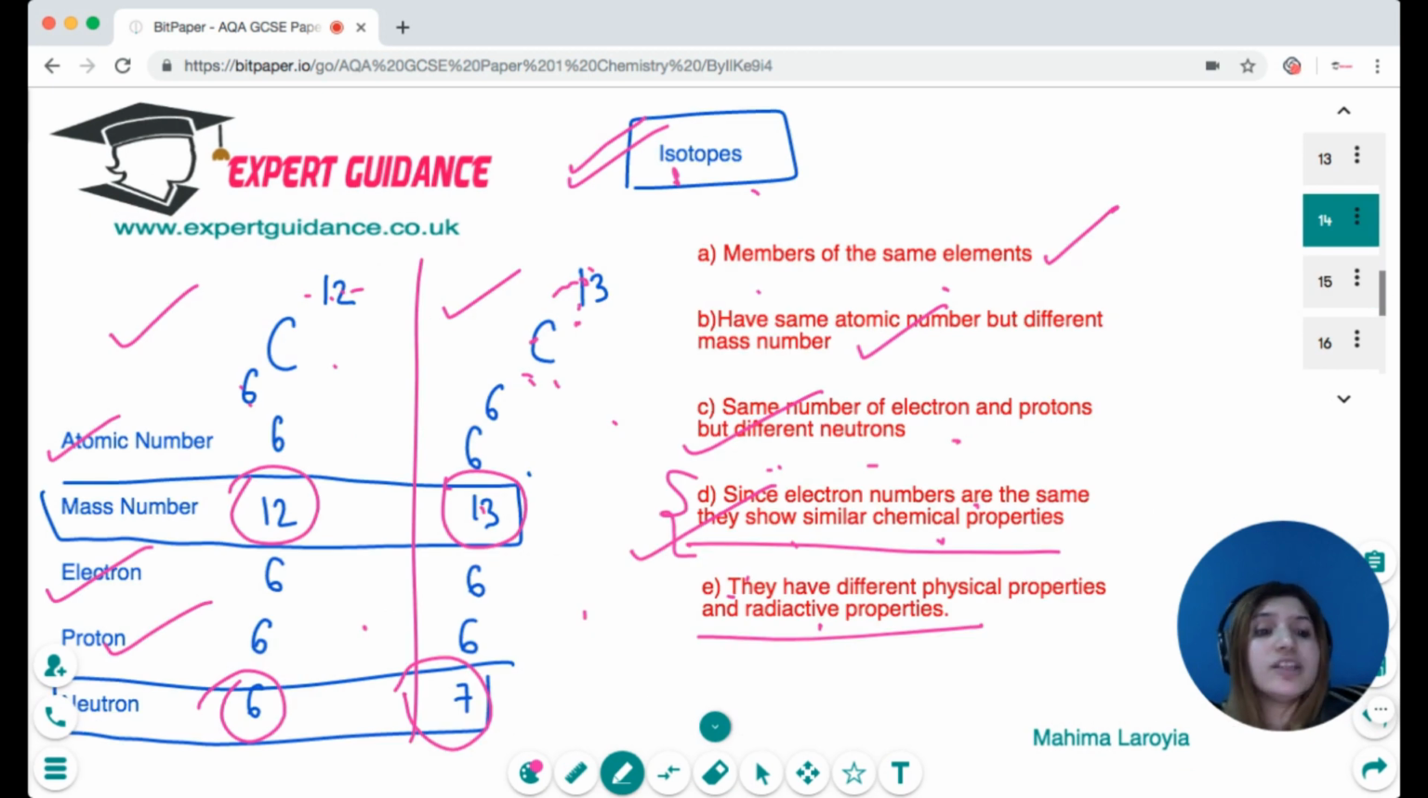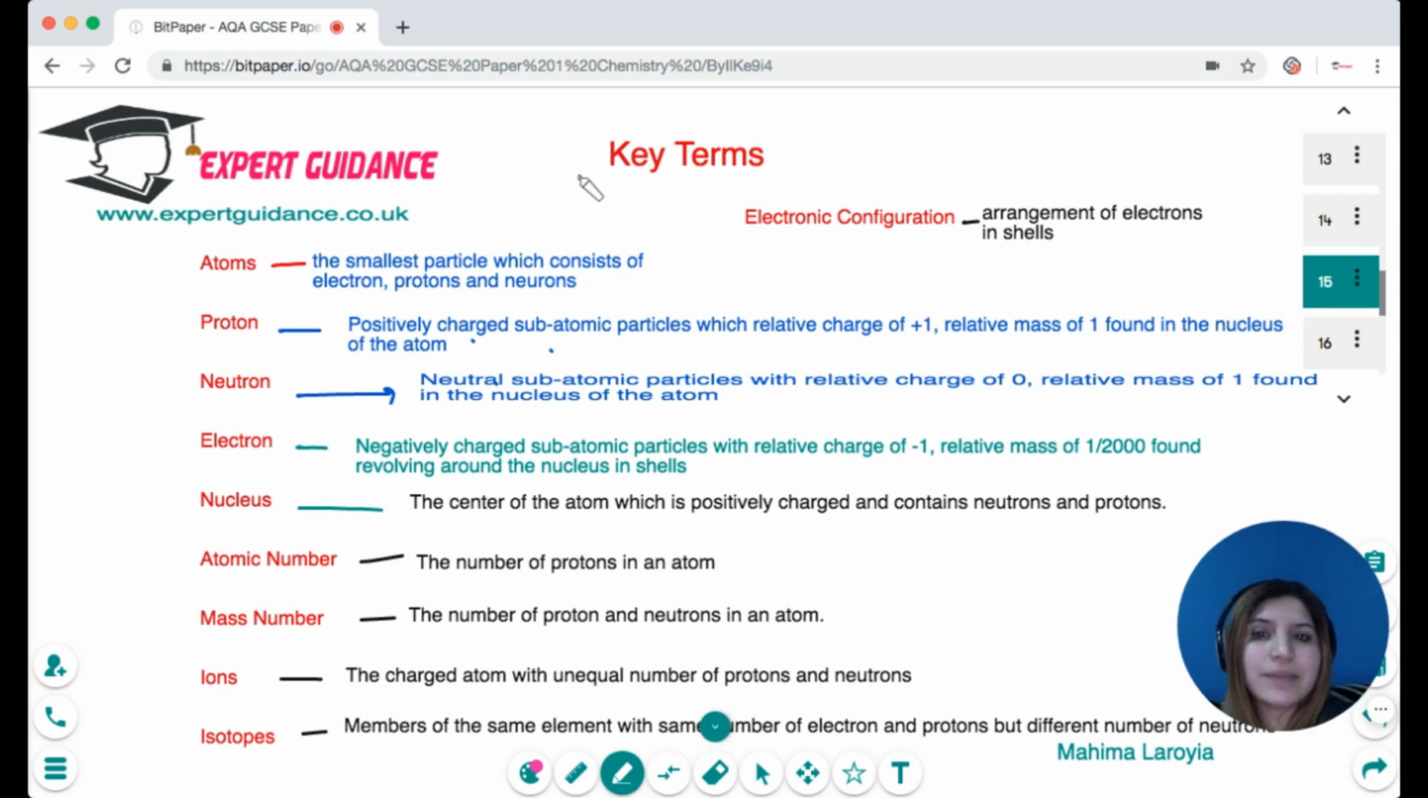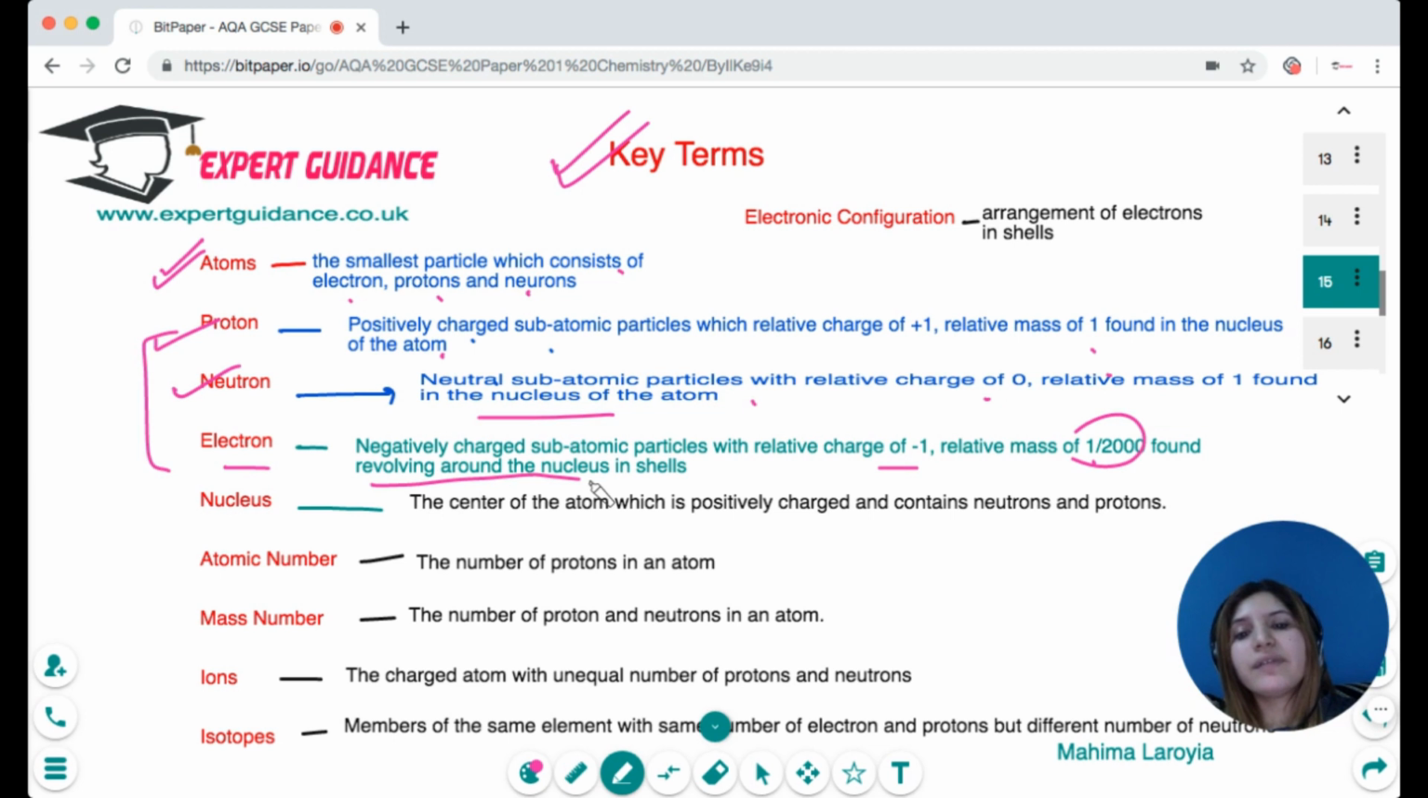Now, this is all you need to do in this topic. So now here I have tabulated the important key terms of this topic. We have seen what an atom is: the smallest particle, which consists of electron, proton, neutron. A proton is a positively charged subatomic particle with a relative charge of +1, relative mass of 1, found in the nucleus of the atom. A neutron is a neutral subatomic particle with charge 0, relative mass 1, found in the nucleus. An electron is negatively charged with relative charge -1, relative mass 1/3000. Remember that table. It is found revolving around the nucleus in shells.